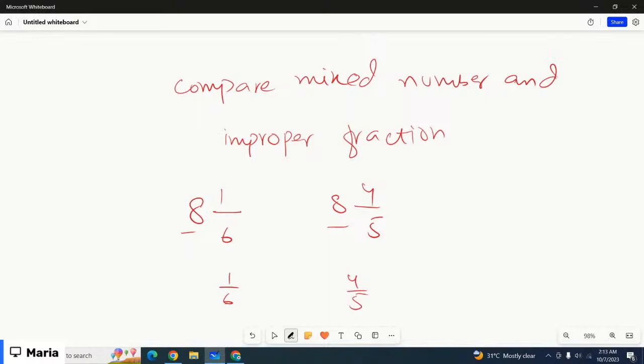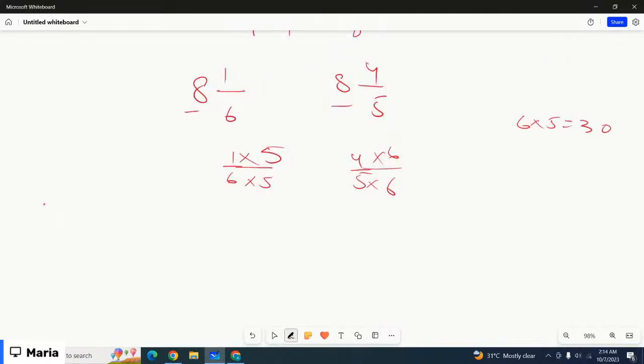So that means their common denominator is 6 times 5, which makes 30. Make their denominator 30. 1 times 5 and 6 times 5. Then 5 times 6 makes 30 and 4 times 6. So that would be 5 over 30 and 24 over 30. Now you can see which one is greater. Obviously 5 over 30 is less than 24 over 30, right? That means 8 whole 1 over 6 is less than 8 whole 4 over 5, right?